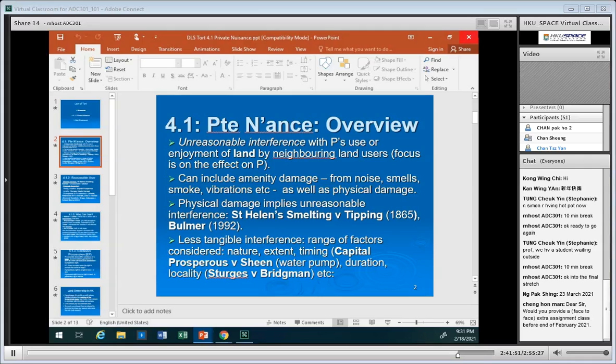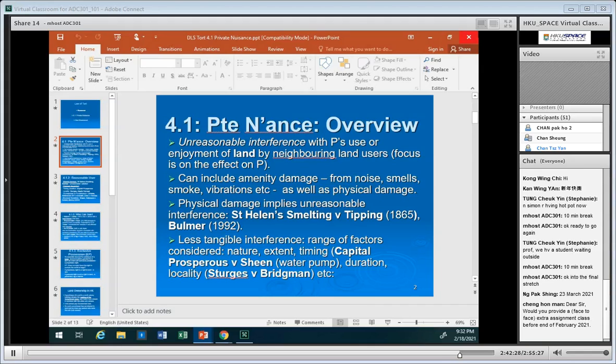And I'm going to have a shower when I go home tonight. Very short one, just to wash my feet, etc. I don't think my water pump's making unnecessary noise, but this is what happened in Capital Prosperous and Sheen. So next time you're having a shower, say to yourself, reminds me of this case. Capital Prosperous and Sheen, operating a water pump, I think it was about midnight, was not an unreasonable time to have a shower. Okay, all right. So Capital Prosperous and Sheen, everybody, will be a must-know case. So there you are. That's one case that should be easy to remember.